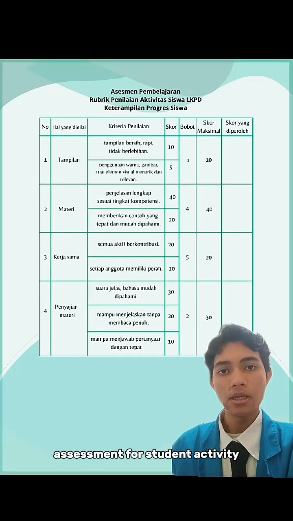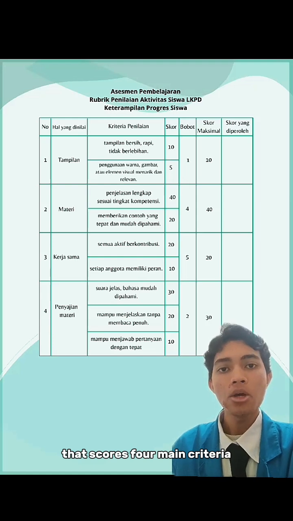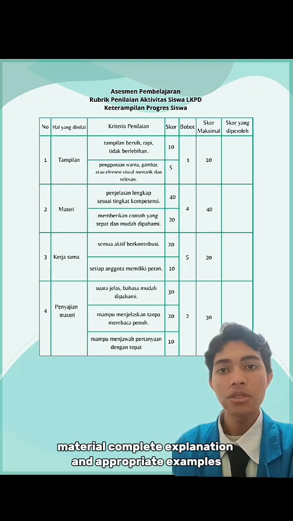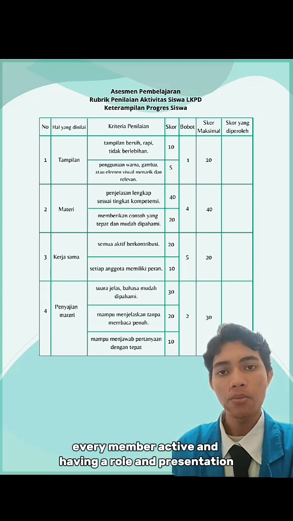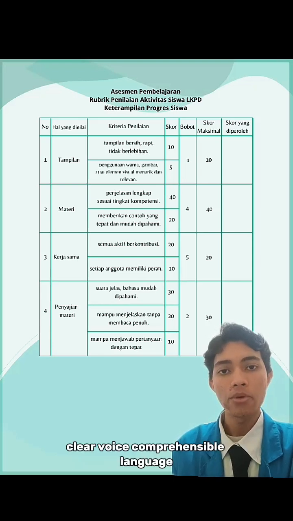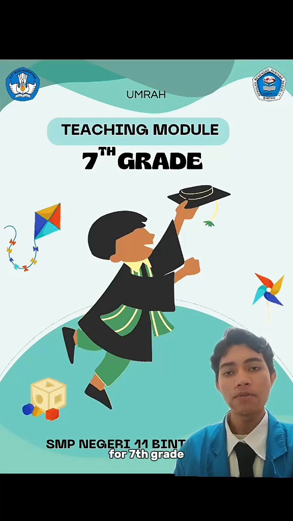Assessment for student activity is determined using a rubric that scores four main criteria, which is appearance, like clean, neat, and appealing visuals, material, complete explanation and appropriate examples, cooperation, every member active and having a role, and presentation, clear voice, comprehensible language, ability to explain without constantly reading, and answering questions correctly. And that is all for explaining the teaching module for 7th grade.